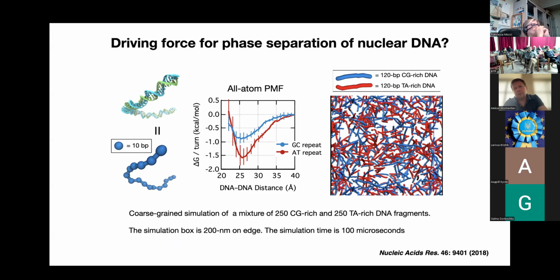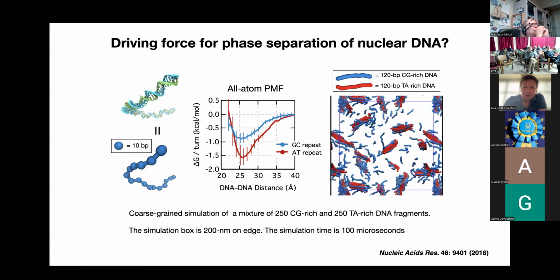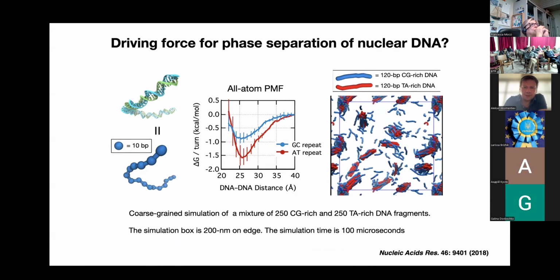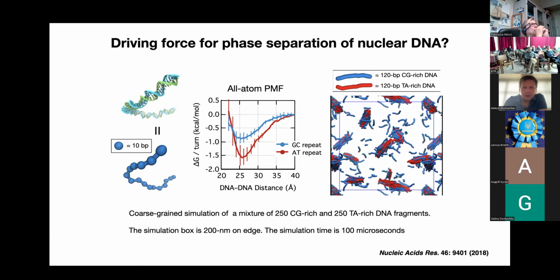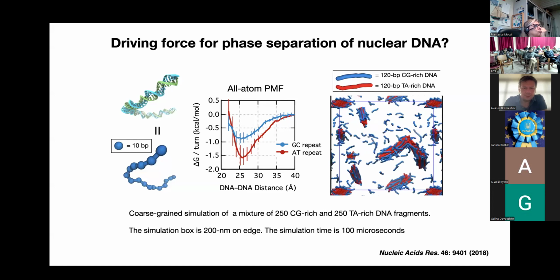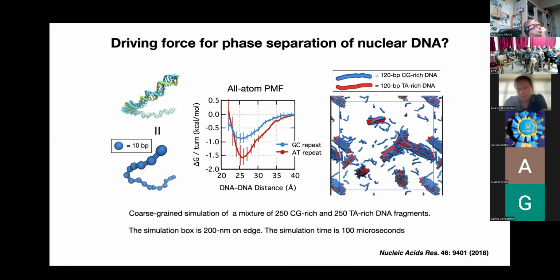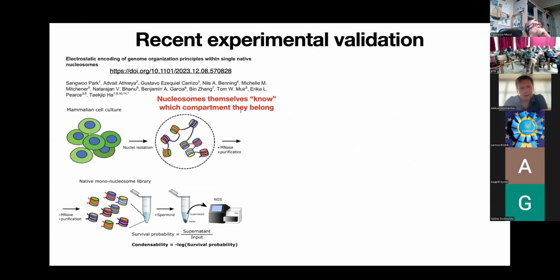We also made a prediction that because of this differential interaction, DNA molecules would want to aggregate and form microphase separation, where domains rich in AT would cluster together and the CG-rich domains would not. So that was the prediction back in 2018. And interestingly, those kinds of things were recently confirmed.